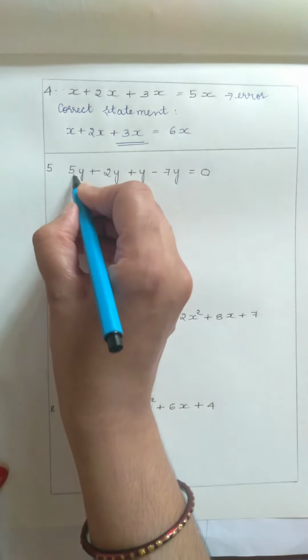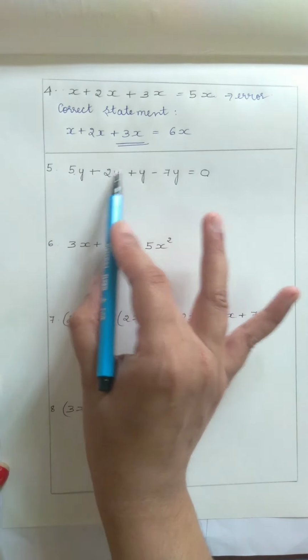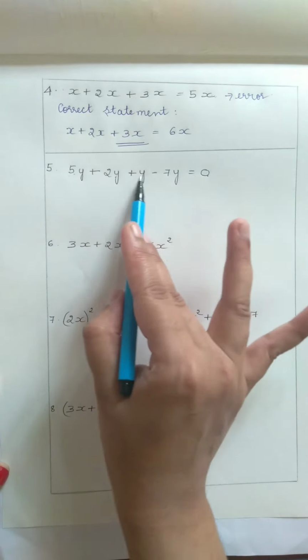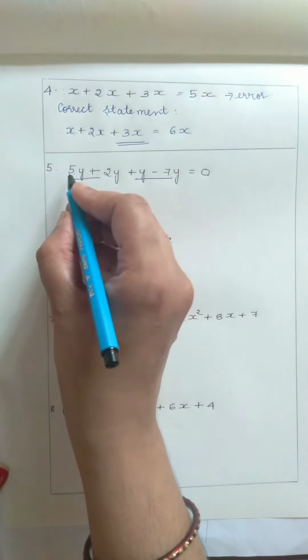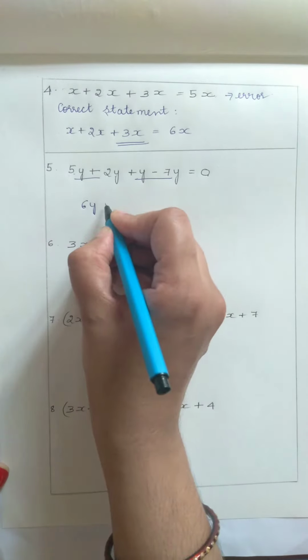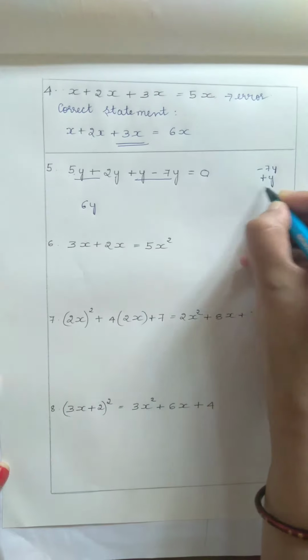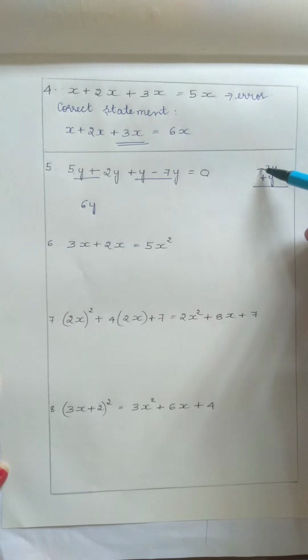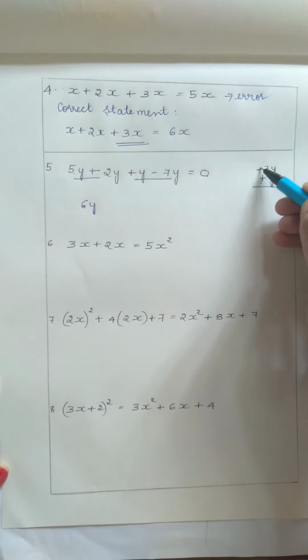Now 5y plus 2y, so we can add. So what we do is, you have 4 terms. So let us group 2 terms in one group. So, 5y plus 2y will be equal to 6y. Then, you have plus y and minus 7y. So, you have different signs. When you have different signs, you have to perform the subtraction. So, 7 minus 7 plus 1.